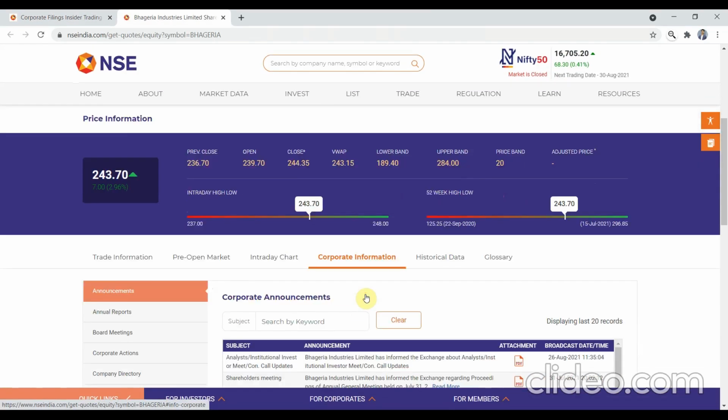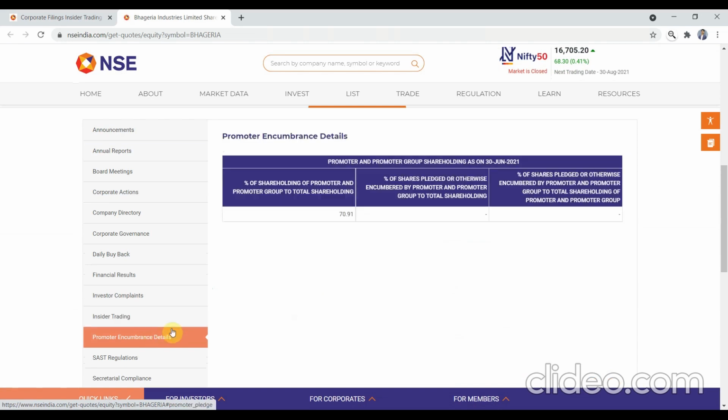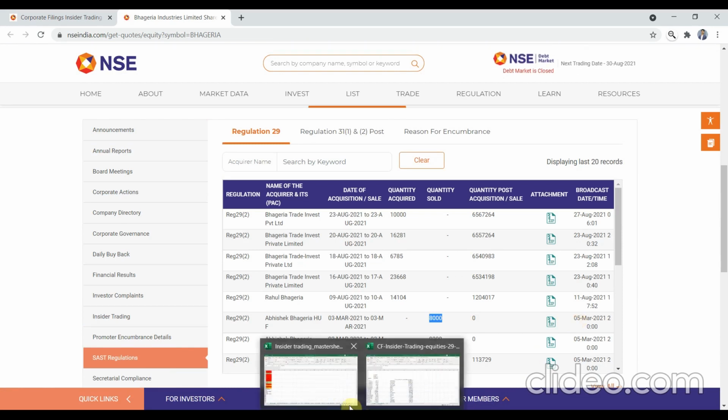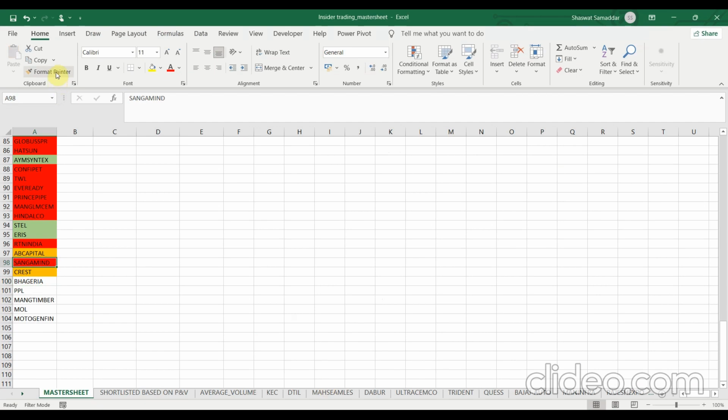Okay, let's check the pledging. No pledging. Okay, so the quantity sold was on 5th of March. There should not be selling in the last 6 months, so it fails this criteria also. So I'll mark this particular stock as red. Moving on to PPL.